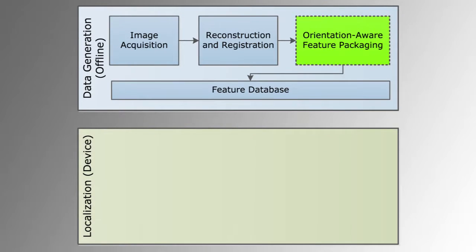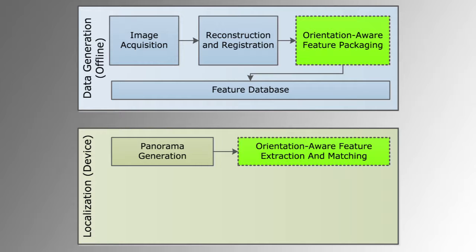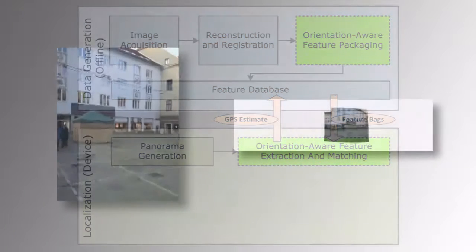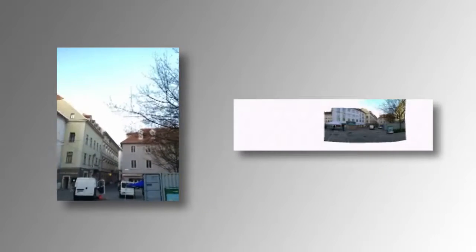The second part of our approach is the online localization, running on the device in real time. Providing a reasonably accurate GPS estimate, the bag of features of the actual environment block are fetched from the feature database. We generate a panorama on the fly from the live video, considering the sensors of the device to align it to north in gravity.